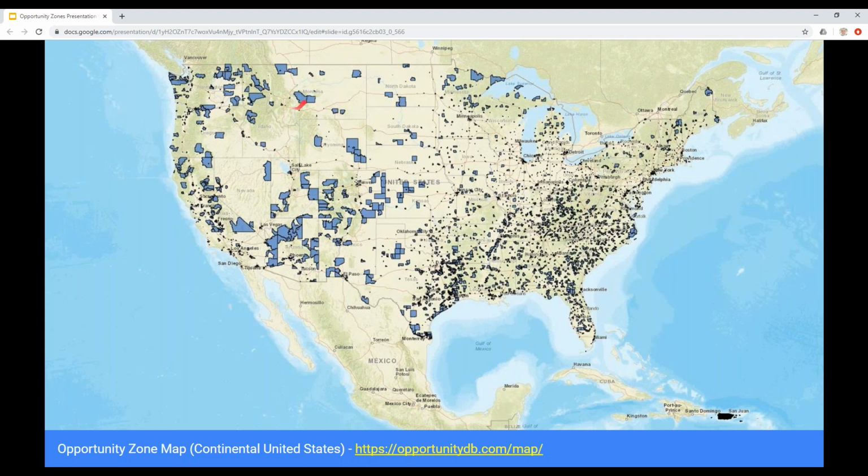Here's the map. As you can see, the zones are spread out throughout the country. They are in rural areas, they are in urban areas, they are basically everywhere. Apologies to Alaska and Hawaii, they didn't make my crop here, but there are opportunity zones in Alaska and Hawaii as well. And if you notice down here in the bottom right-hand corner, this is Puerto Rico, this dark area here. Puerto Rico was allowed a special exemption to designate 100% of their low-income census tracts as opportunity zones, whereas in the rest of the country, the governors of each state were only able to designate up to 25% of their low-income census tracts.